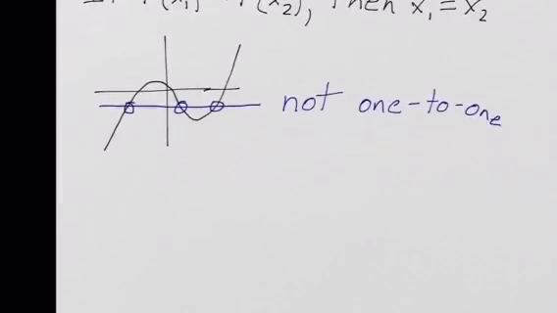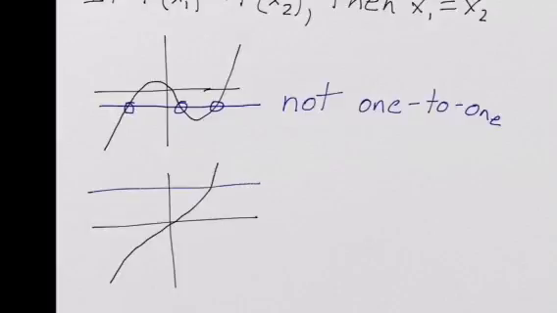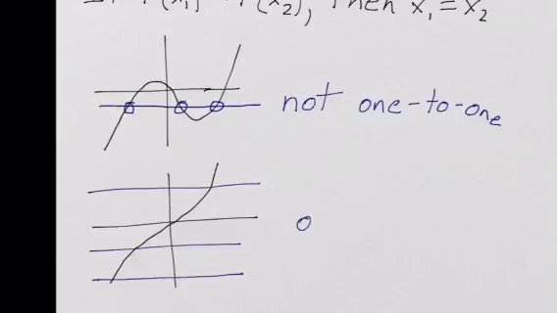Whereas a 1 to 1 function, so I'll just draw something there. Now, anywhere that I draw a horizontal line, it's only going to touch the graph once, so that is a 1 to 1 function. So now we've established that a function's 1 to 1.